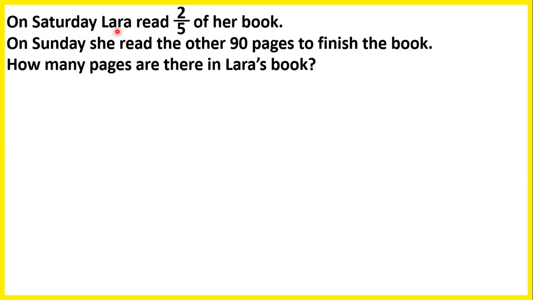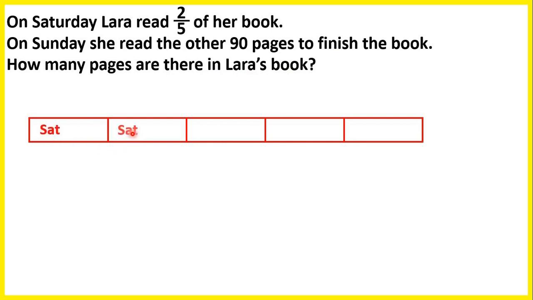On Saturday, Lara read 2/5 of her book. On Sunday, she read the other 90 pages to finish the book. How many pages are there in Lara's book? So we know that she read 2/5 or 2 parts out of 5 on Saturday, and that means on Sunday she read the rest, so she read 3/5, and that was a total of 90 pages.